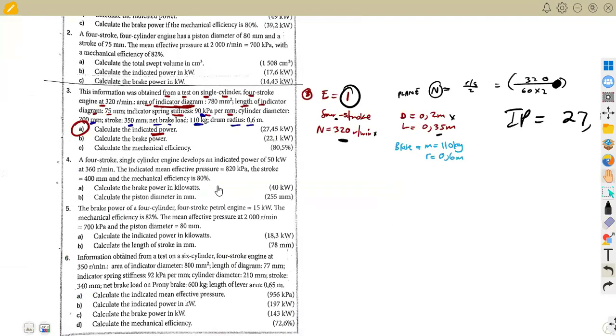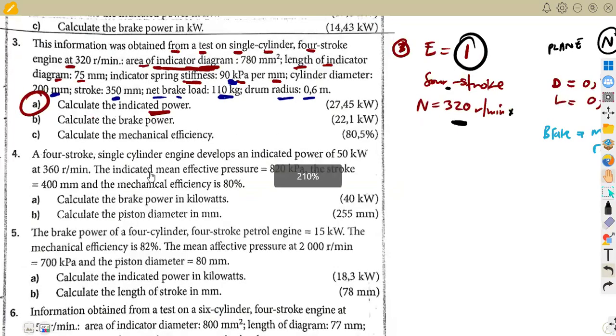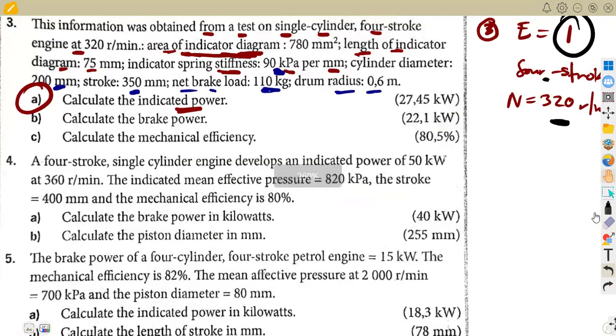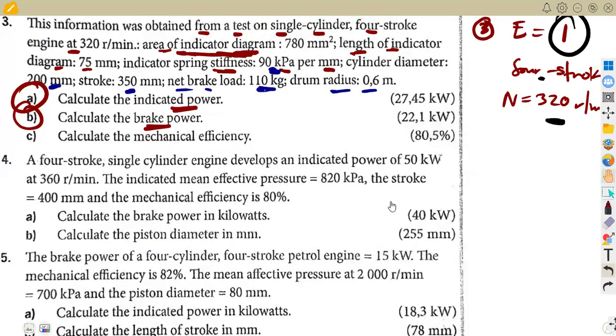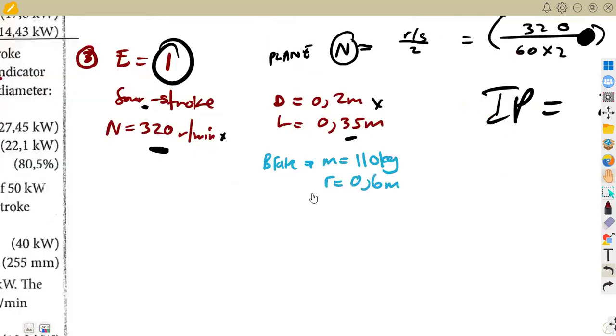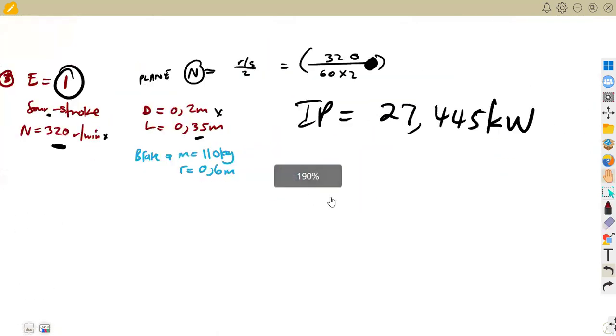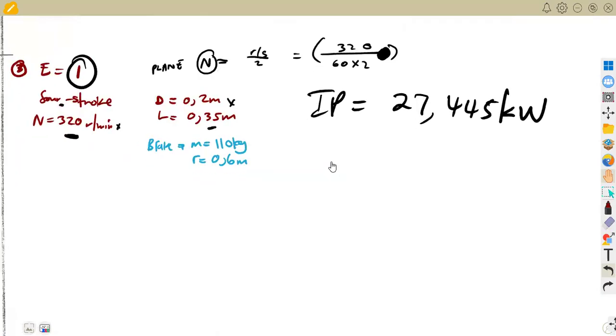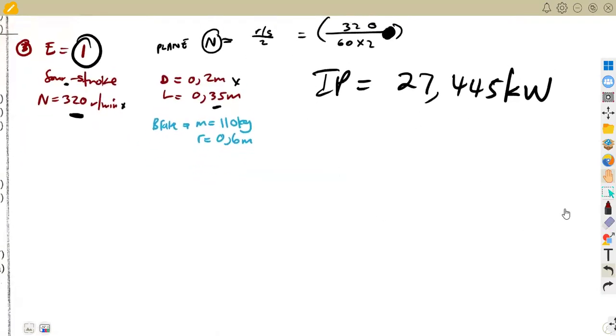Okay, let's see again on the same question number 3, the brake power. If we are to consider this, remember that for the brake power we are given the information just about the brake here, the mass and the radius.